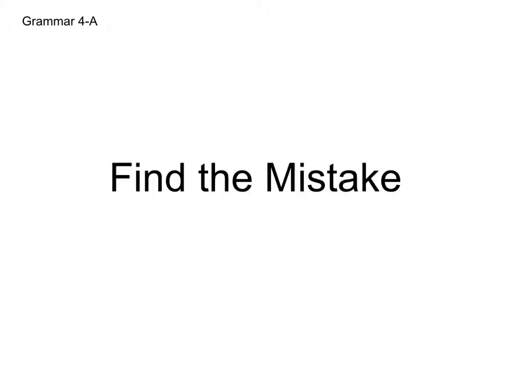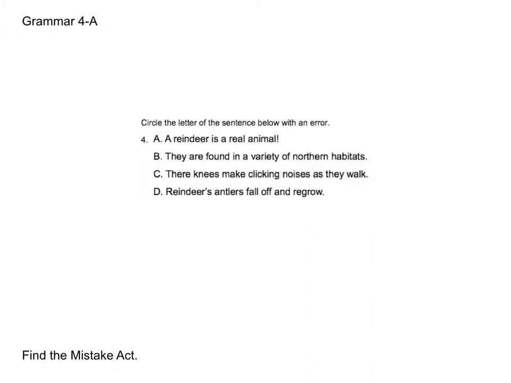So now our next activity, find the mistake. In this, we want you to circle the letter of the sentence below with an error. So let's just read through each one. We've got a reindeer is a real animal. They are found in a variety of northern habitats. Their knees make clicking noises as they walk, and reindeer's antlers fall off and regrow.